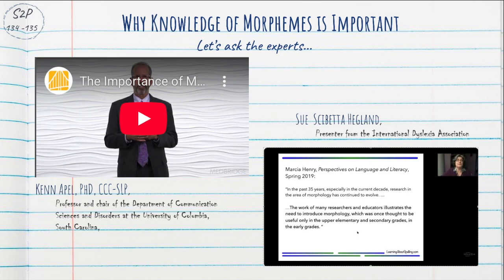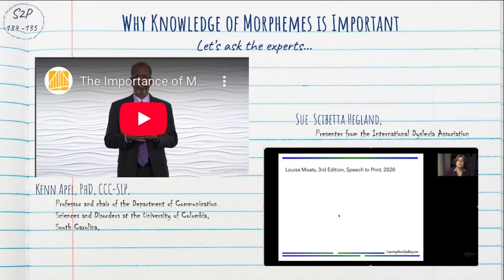So she's talking about this idea of what research is now showing us that this needs to be part of instruction from very early on. Louisa Moats, in her most recent edition of Speech to Print, wrote, recent research indicates that morphological awareness is associated with reading and spelling growth from first grade onward, in parallel with phoneme awareness and general print knowledge. So these experts on reading are reiterating what we're learning from research, which is that we want to begin to integrate morphology in our work from the very beginning.